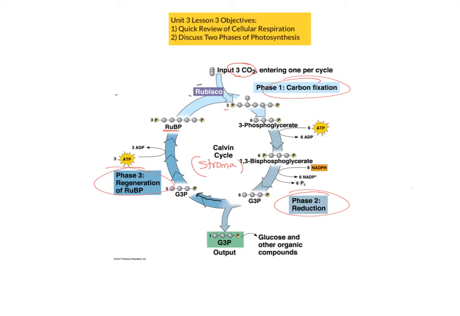Now, this molecule is very unstable. It's very difficult to fix that carbon onto the RuBP. And so because of that, we have an enzyme called Rubisco. And Rubisco is this pretty amazing enzyme that is actually thought to be the most abundant protein on Earth that facilitates, or catalyzes, this reaction in order to allow carbon fixation to occur.